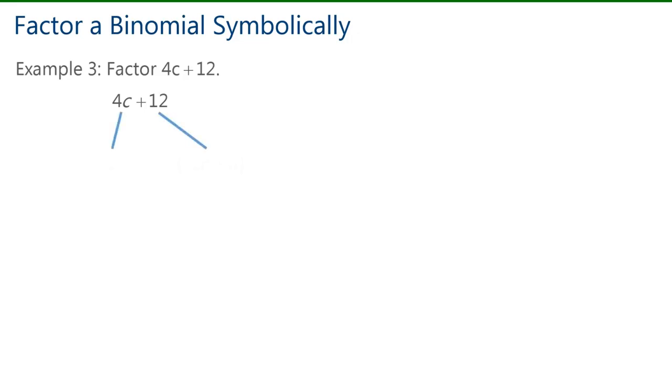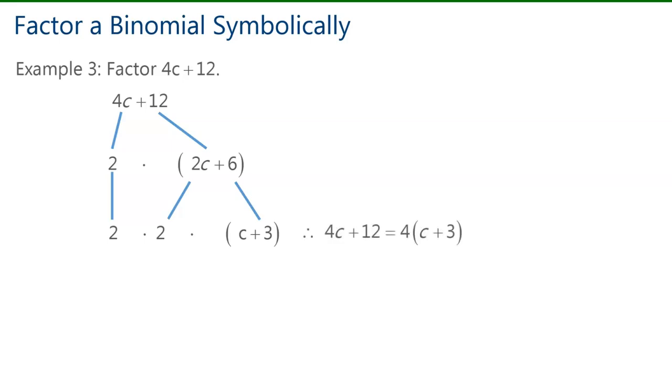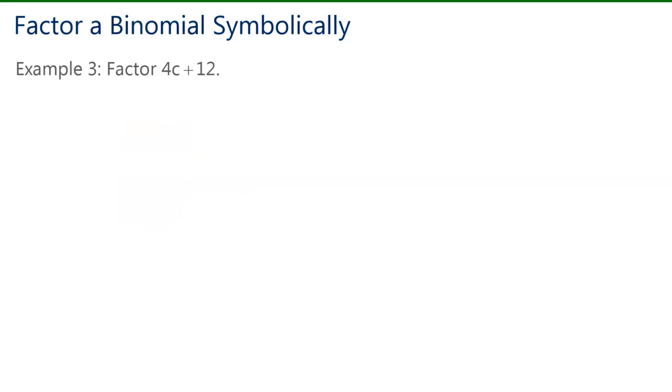4c and 12 have a common factor of 2, so we can write it as 2 times 2c plus 6. But 2c and 6 have a common factor of 2, so we can bring down the earlier 2, and we can write this as 2 times c plus 3. 2 times 2 is 4, and of course 4c plus 12 can now be factored as 4 outside of c plus 3.